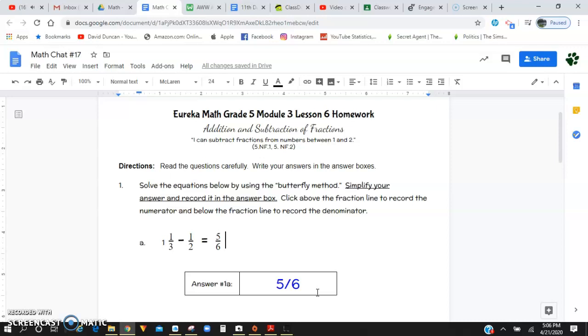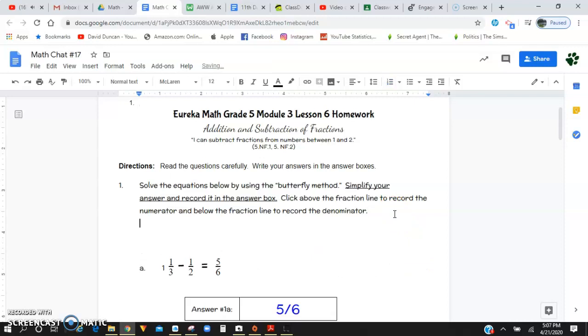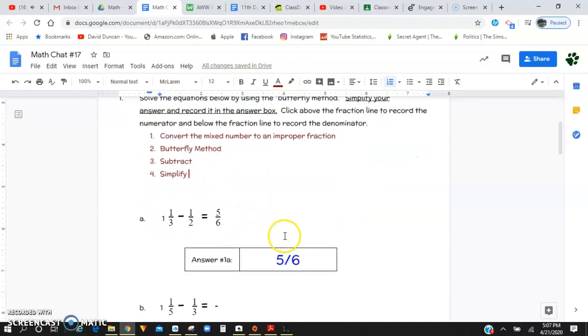Again, I'm going to even write this down right here for you guys so you don't forget. I am going to remind you, always start by: 1, convert the mixed number to an improper fraction. 2, butterfly method. 3, subtract. 4, simplify. Okay? Those are the strategies you are going to need to follow to subtract a fraction from a mixed number.